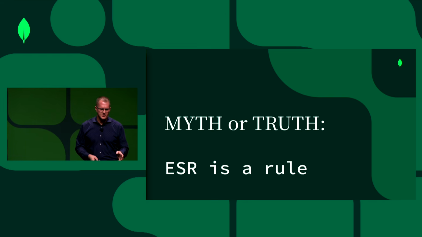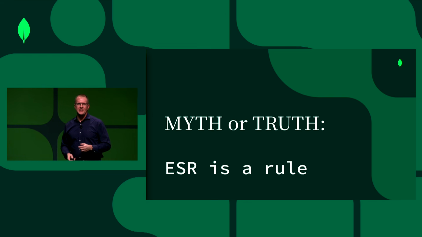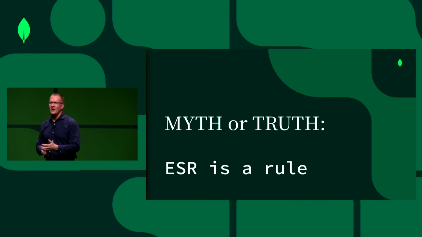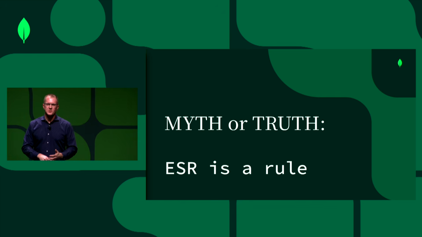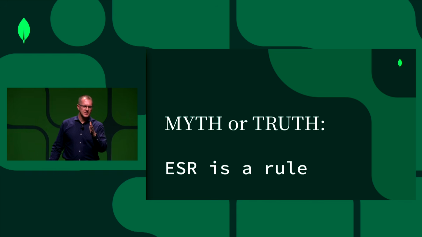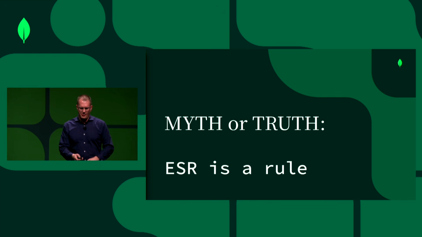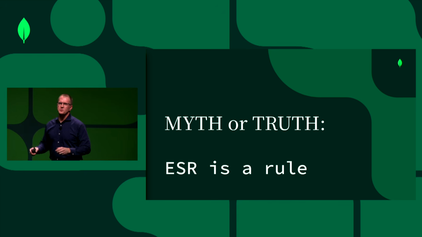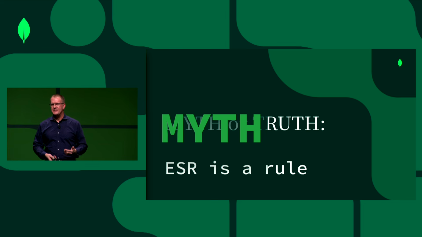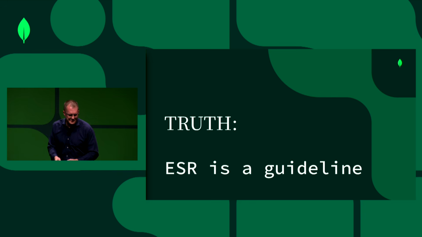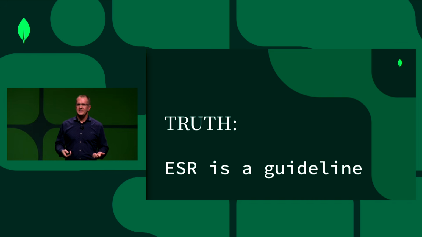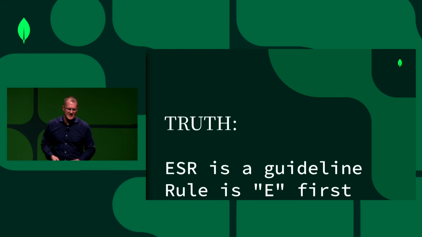All right, next one, myth or truth. ESR is a rule. If you folks have read our docs, you know that ESR is equality, sort, range. So we want to put our equality conditions first, our sort conditions next, and our range conditions at the end. There's actually a talk that we gave a number of years ago where people said this was a rule, but it was done in air quotes, as Asya says. So it's actually a myth, it's a guideline. This is actually a guideline. And the reason why it's a guideline is that ESR is really not necessarily a rule, we'll get into this.